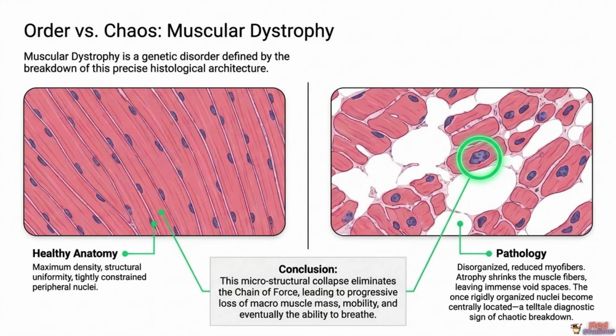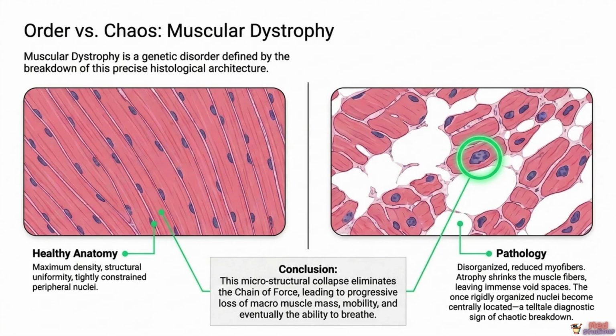As future medical professionals, you must understand what happens when this perfect alignment fails. Let's look at muscular dystrophy, a genetic disorder defined by the catastrophic breakdown of this precise histological architecture. In a healthy anatomy, we see maximum cellular density, incredible structural uniformity, and those tightly constrained, perfectly aligned peripheral nuclei. However, in the pathology of muscular dystrophy, we see chaos.